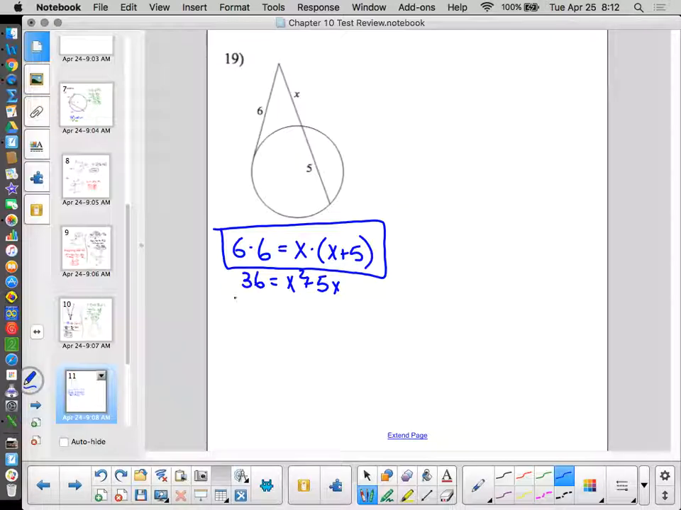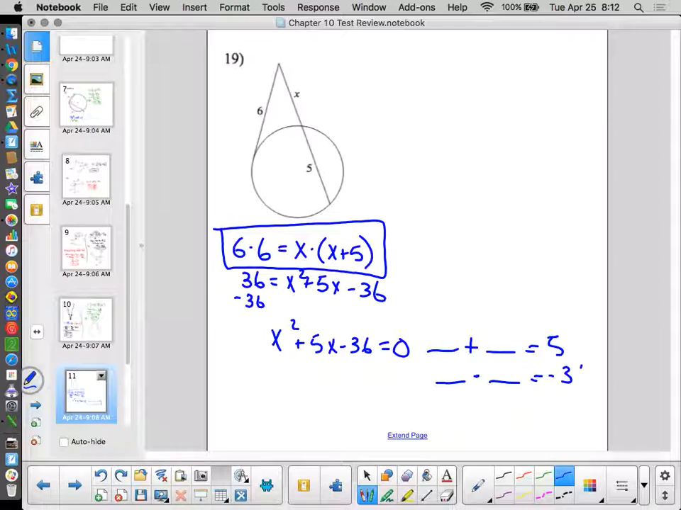In order to solve this, I've got to move everything to one side. So x squared plus 5x minus 36 equals 0. And I do my product sum rule. Blank plus blank equals 5, and blank times blank equals negative 36. What two numbers do that for me?